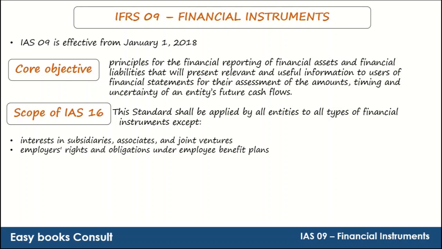IFRS 9 does not apply to the employer's rights and obligations under employee benefit plans, to which IAS 19 Employee Benefits applies. It also doesn't apply to forward contracts between an acquirer and a selling shareholder to buy or sell an acquiree that will result in a business combination at a future acquisition date.